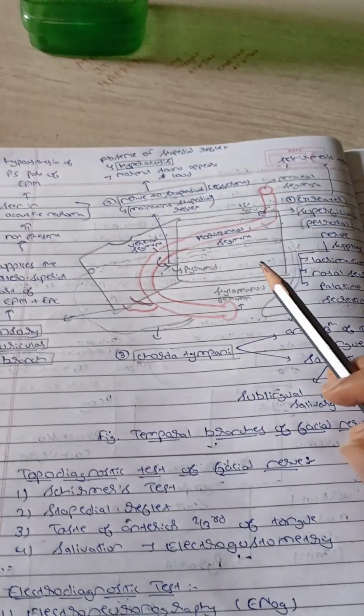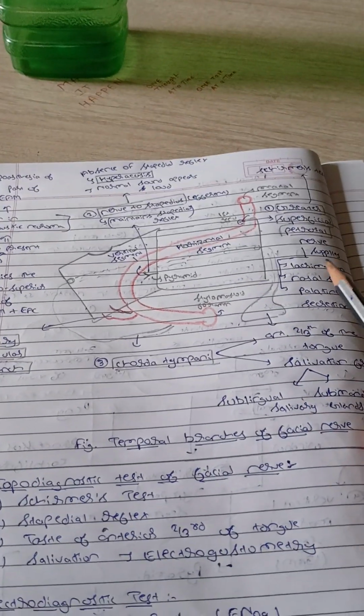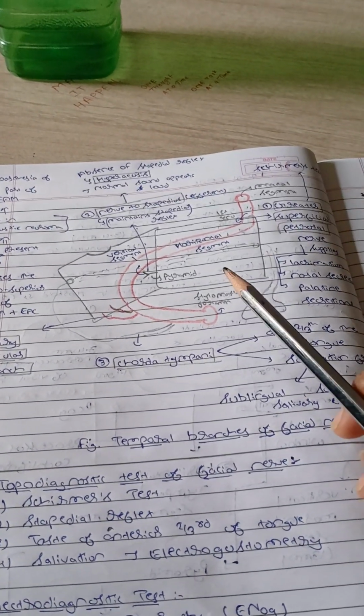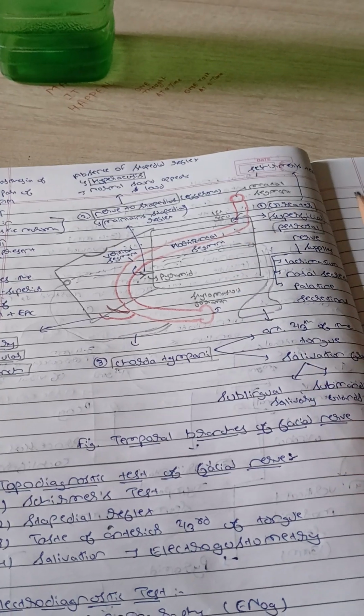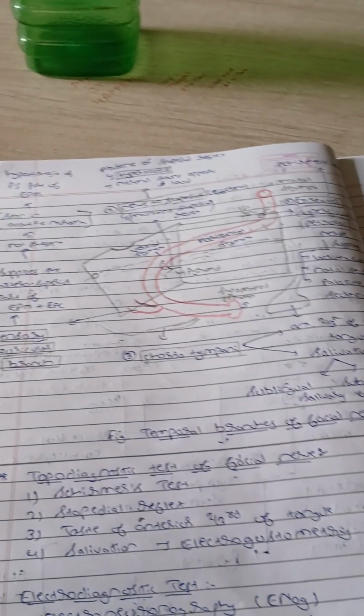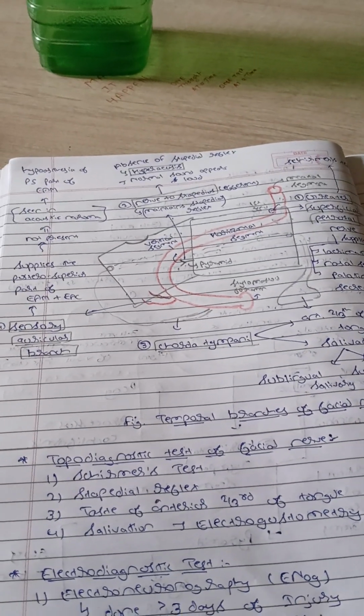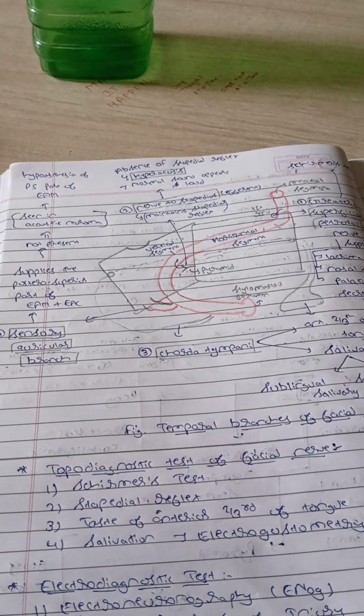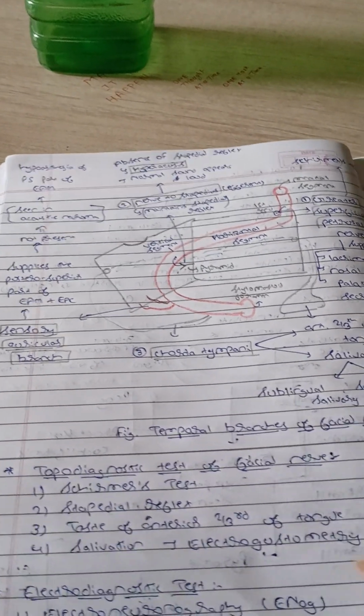So these are the temporal branches of the facial nerve. 4 branches. It was the greater superficial petrosal nerve. Then second comes the nerve to the stapedius. Then third is the chorda tympani, and then fourth is the sensory auricular branch.